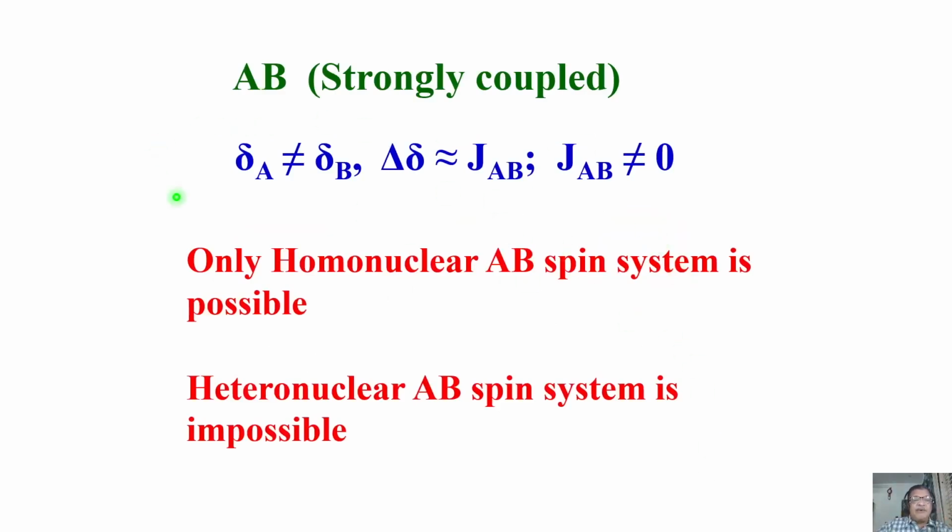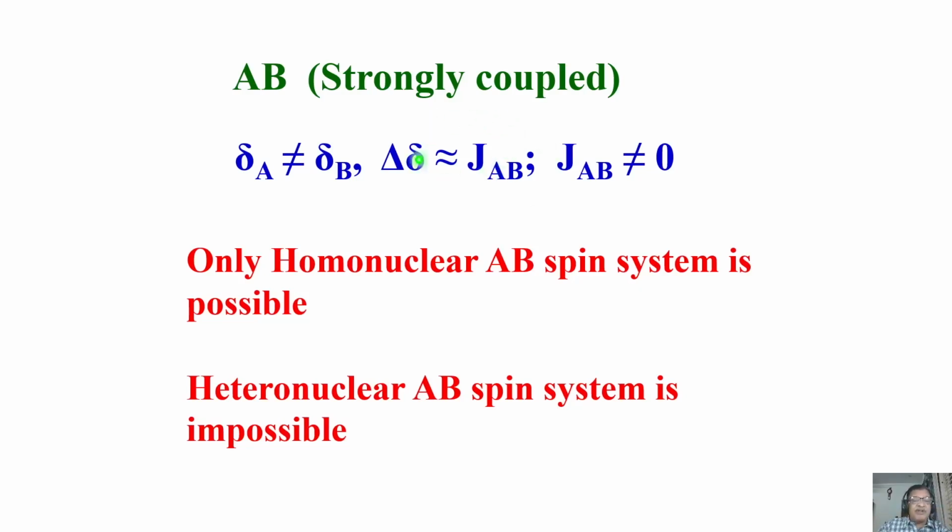In this AB case, remember, the chemical shifts of A and B are not the same. If they are the same, it is different; they are equivalent nuclei, magnetically or chemically equivalent, no problem. But in this case, the chemical shift has to be different. And the chemical shift separation, unlike the AX spin case, is not very large. It is very small, comparable to JAB.